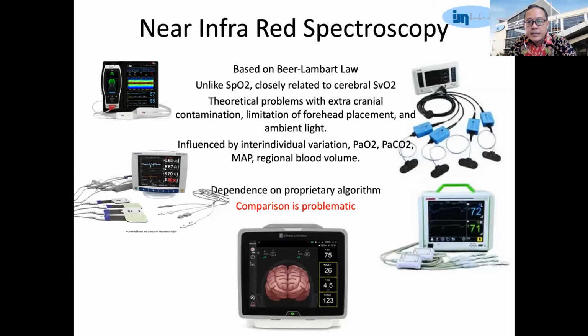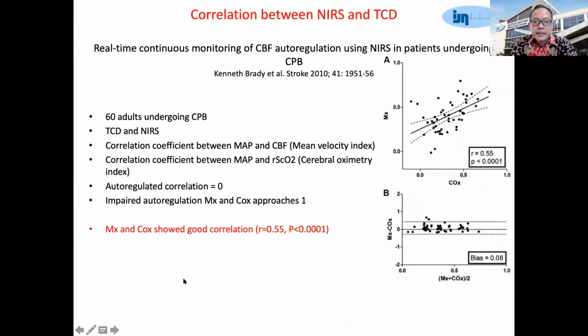Unfortunately, all these various types of cerebral oximetry use a different algorithm, and therefore comparison between them is rather problematic. But what we can do is familiarize ourselves with one of those cerebral oximeters in the market and come up with our own clinical experience and guidelines, so that we can understand whether the cerebral oximetry that we choose impacts the clinical outcome or not.